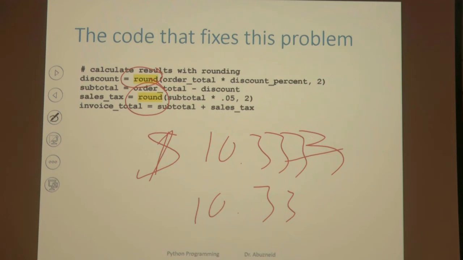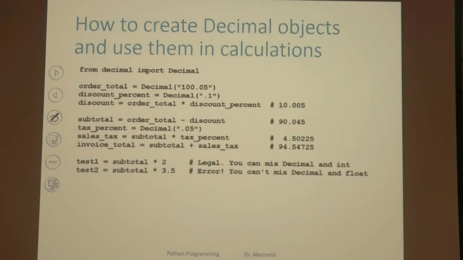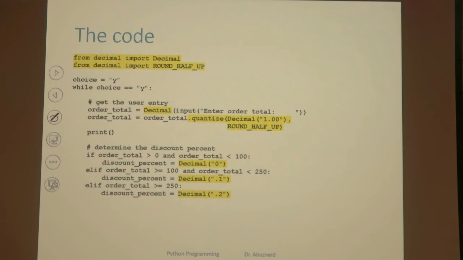Also, when you add numbers, if there is a comparison, you have to be careful. The nice thing also is there is a module called decimal that you could include, and it will help you do different applications of the numbers. So for example, in here, decimal input, enter order total. Whatever input you're entering, you're converting it into decimal.